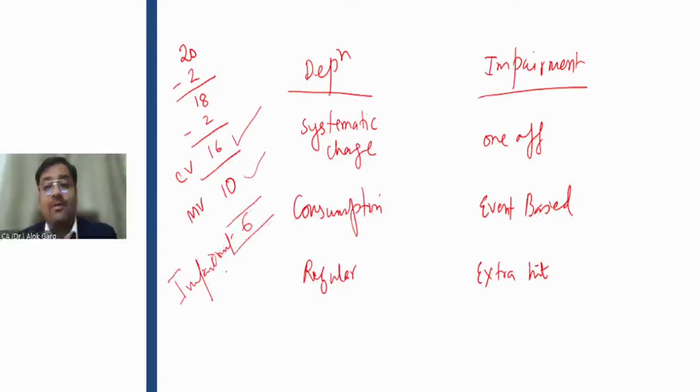When I'm talking about consumption, if there is a car standing in the garage, even the battery will go down, even the tires will get scrapped. So consumption, I mean to say, includes efflux of time as well. But impairment is not due to efflux of time.